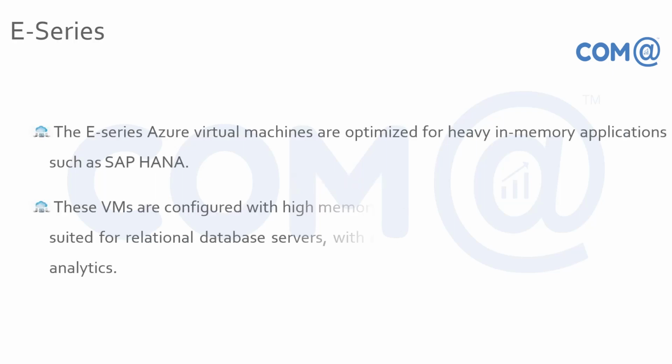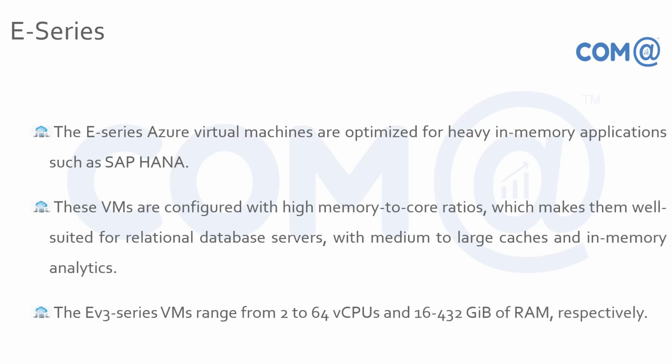The E-series Azure virtual machines are optimized for heavy in-memory applications such as SAP HANA. These virtual machines are configured with high memory to core ratios, which makes them well suited for relational database servers with medium to large caches and in-memory analytics. The EV3 series virtual machine ranges from 2 to 64 virtual CPUs and 16 to 432 gigabytes of RAM respectively.